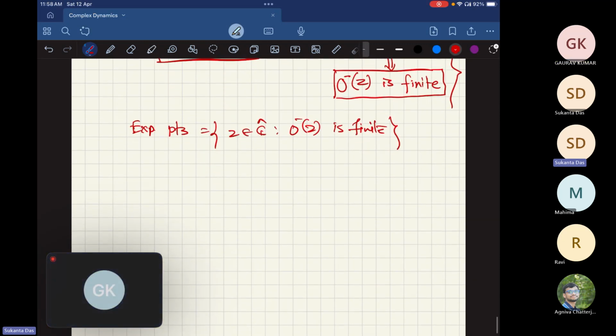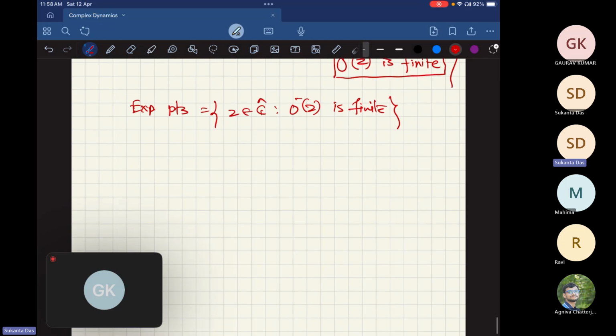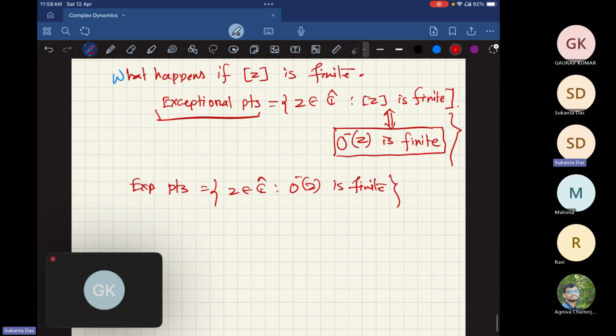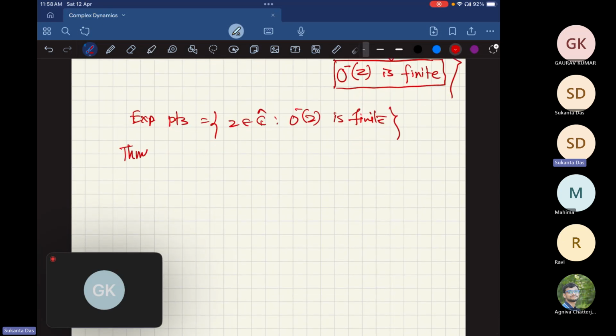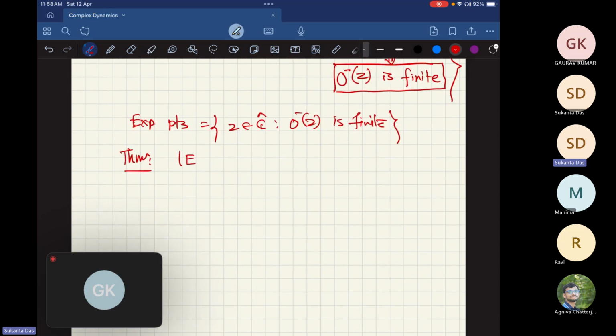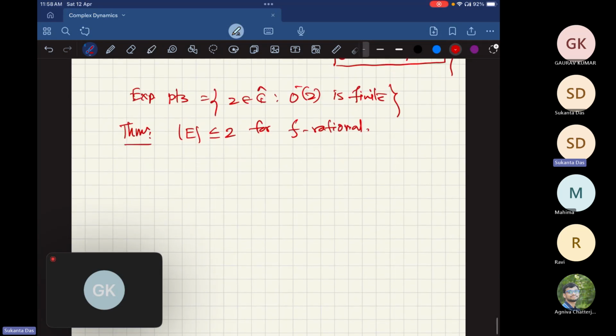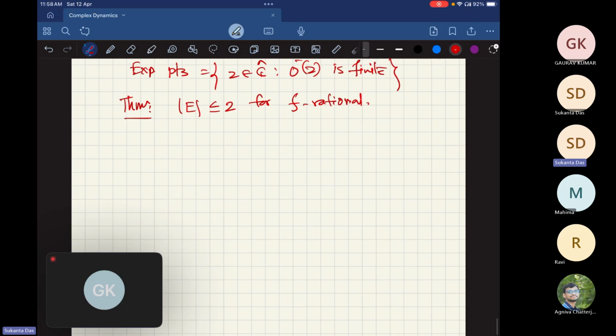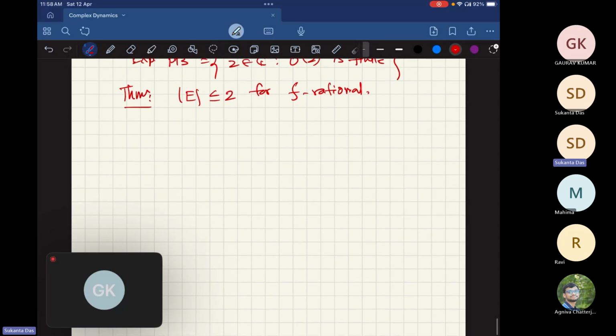Good. Now, what I have mentioned is that the set of exceptional points can contain at most 2 points. So I am going to prove this. Let me denote this set of exceptional points by capital E. So the cardinality of E is at most 2 if f is rational. The proof will not follow for the transcendental setup, although for the transcendental case also we have the theorem that the number of exceptional points is at most 2.